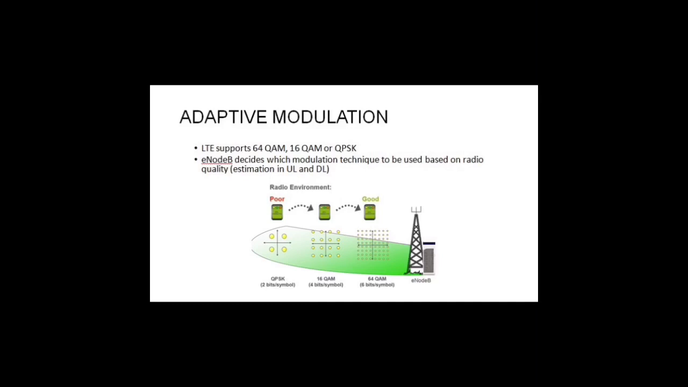If we have poor radio, the eNodeB will use QPSK, so 2 bits per symbol. In a good radio environment, the eNodeB will select 64 QAM, and we will have 6 bits per symbol, yielding the highest throughput.